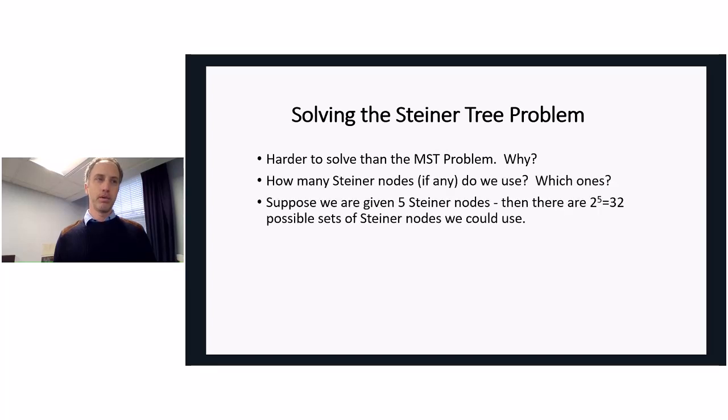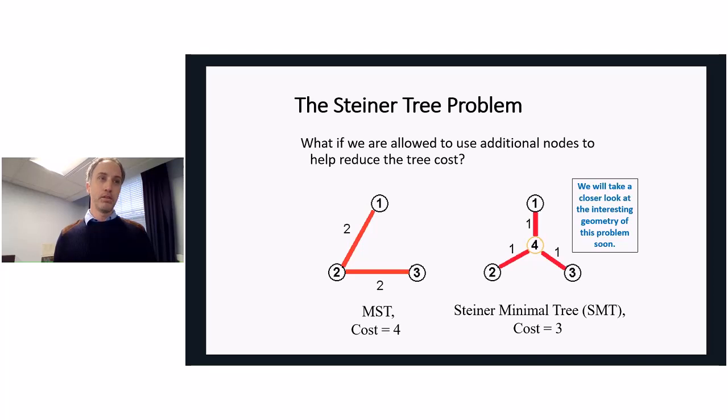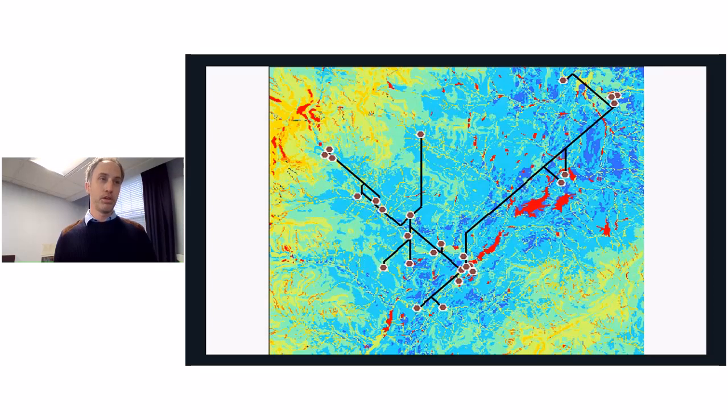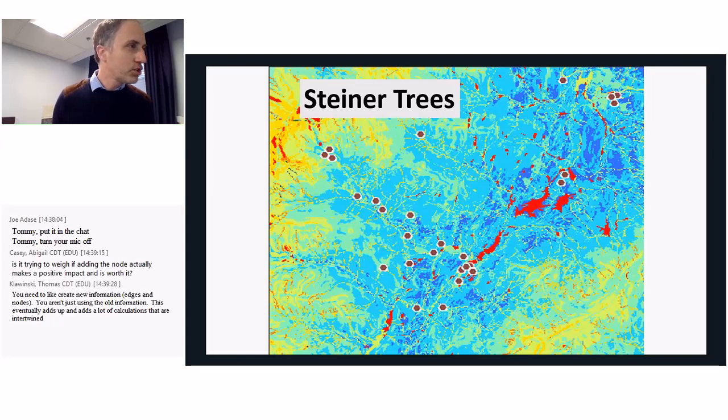If I go back a bunch of slides, these examples are kind of easy because it's somewhat intuitive where you would put the Steiner node. Let's back all the way up to here. Okay, so Abby says, is it trying to weigh if adding the node actually makes a positive impact? Yeah, you're on the right track. Adding the node actually makes a positive impact and is worth it. And Tommy, you need to create new information. You aren't just using the old. Yeah, so you guys are all kind of hitting on it.